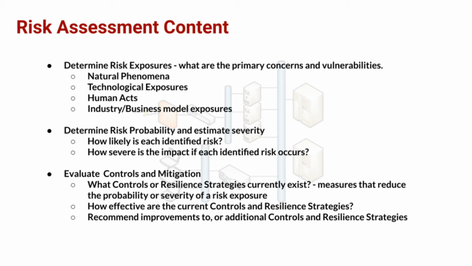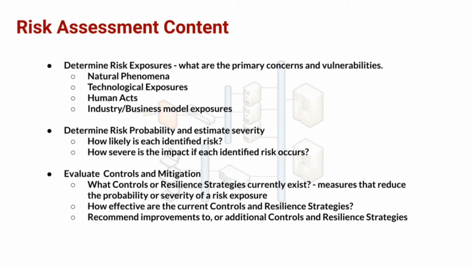When you evaluate controls and mitigation, you're going to be taking a look at what controls or resilience strategies currently exist in the organization. These are measures that reduce the probability or the severity of a given risk exposure. These are things like physical and technological security measures, things like fire prevention or flood mitigation controls, and even things like insurance coverage or legal protections.